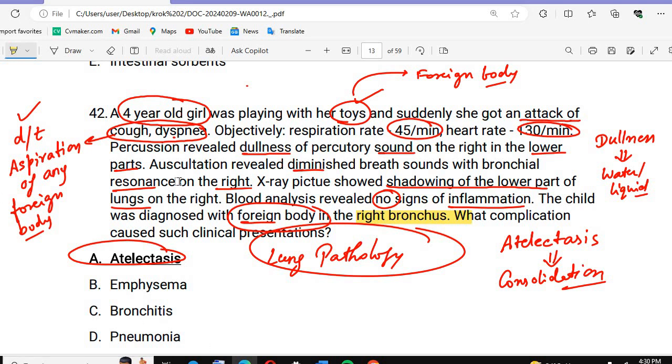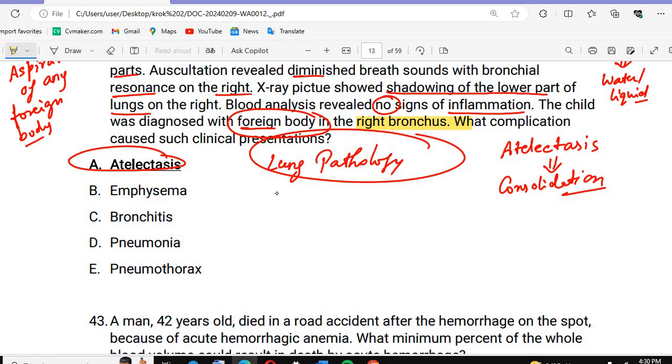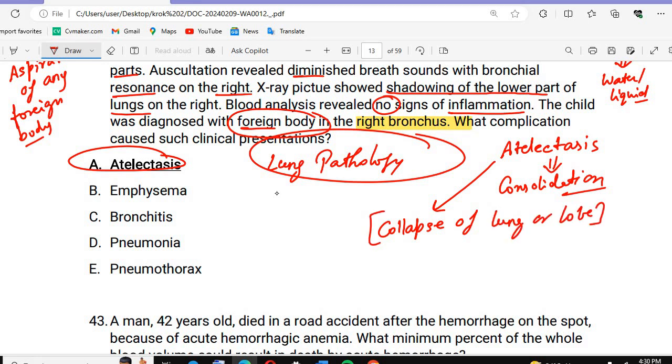Whenever you see consolidation or collapse of the lungs or any lobe, that is what atelectasis is, and it is a complication of foreign body aspiration. It affects the lungs, and in people who have inhaled objects, it can be a complication of asthma, foreign body inhalation or other lung injury, or maybe a direct injury to the lungs that can cause the collapse of the lungs or any lobe of the lungs. That means we are talking about atelectasis.